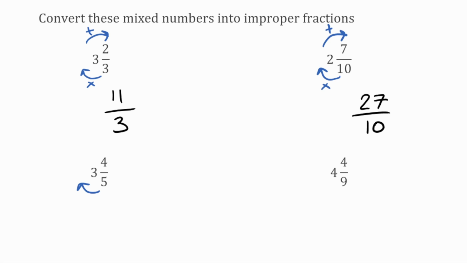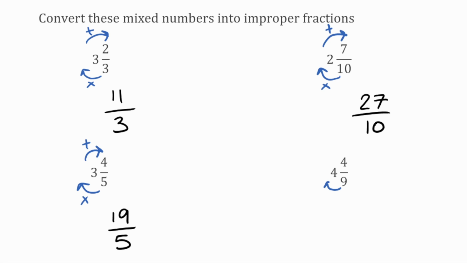Again, same method for this next one, multiply these parts here, then we're going to add on the numerator. So again, our fraction is going to be out of 5. So we do 5 times 3, which is 15, add on the 4 gives us 19. So that one would be equivalent to 19 over 5.